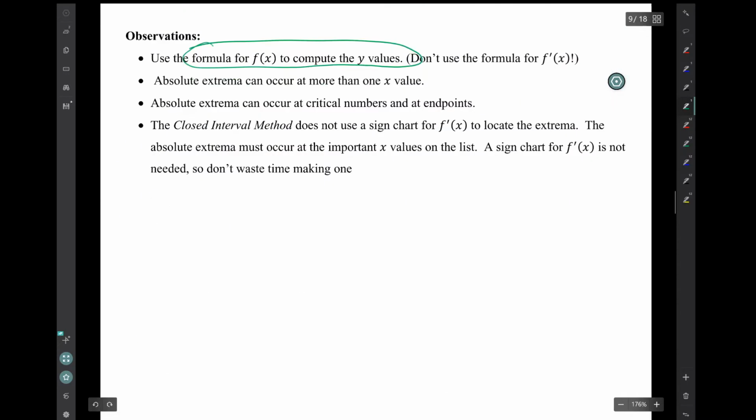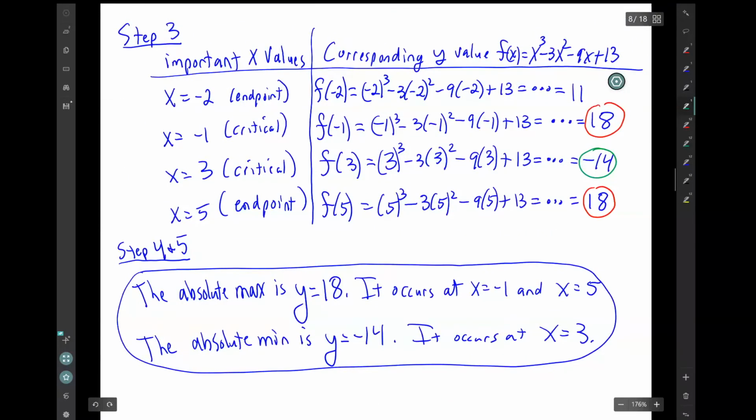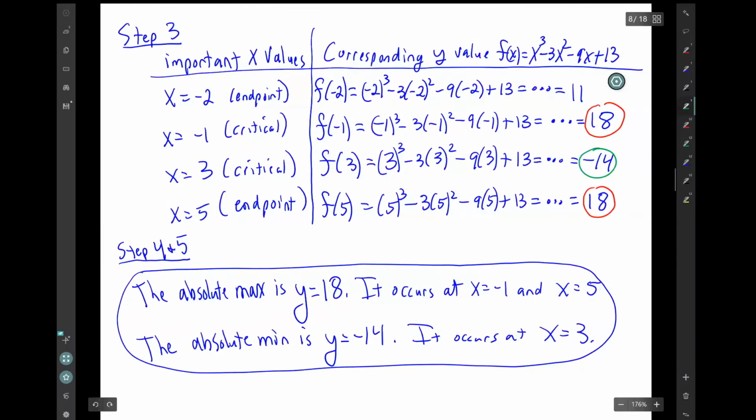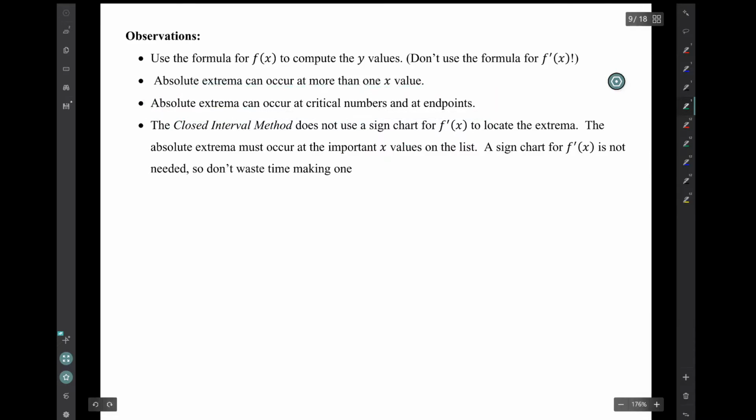We're trying to find y values on the graph of f of x, so we use the formula for f of x. Also notice that absolute extrema can occur at more than one x value. The absolute max was y equals 18. There are not two absolute maxes. There's just one. It's this number, y equals 18. It occurs at two x values. Also note that absolute extrema can occur at critical numbers and at endpoints. This absolute max occurred at an endpoint, also it occurred at a critical number, but the absolute min occurred just at a critical number. Also note this very important thing.